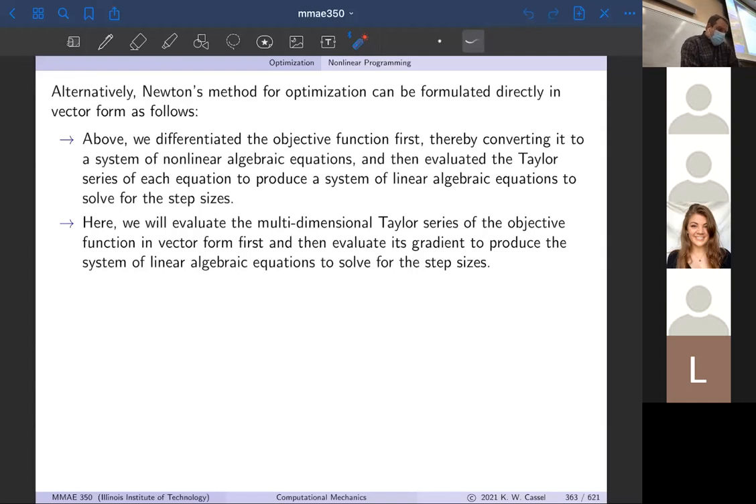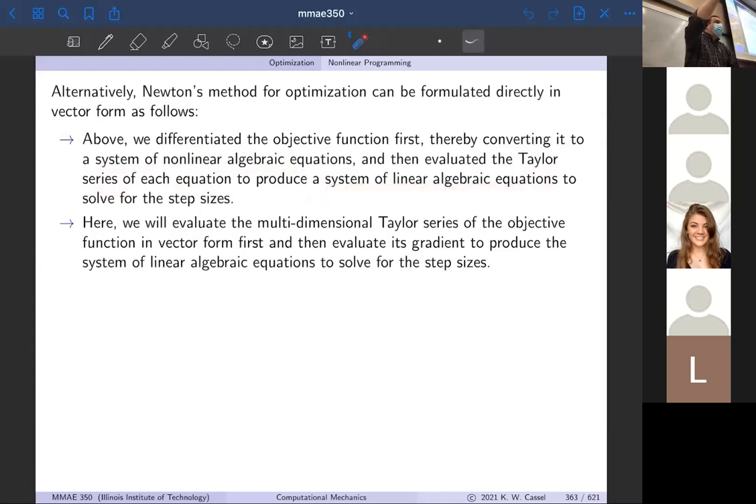But let's look at it in a more direct way by using a vector form. So again, we want to differentiate the objective function. And what we did before was do that first. And then in doing so, we converted our single objective function into a system of nonlinear algebraic equations. And then, if you look back at section 5.5, Newton's method for a system, we use Taylor series on each equation in order to get our system of linear algebraic equations that we then solve to get the step sizes. So that's the process that we went through.